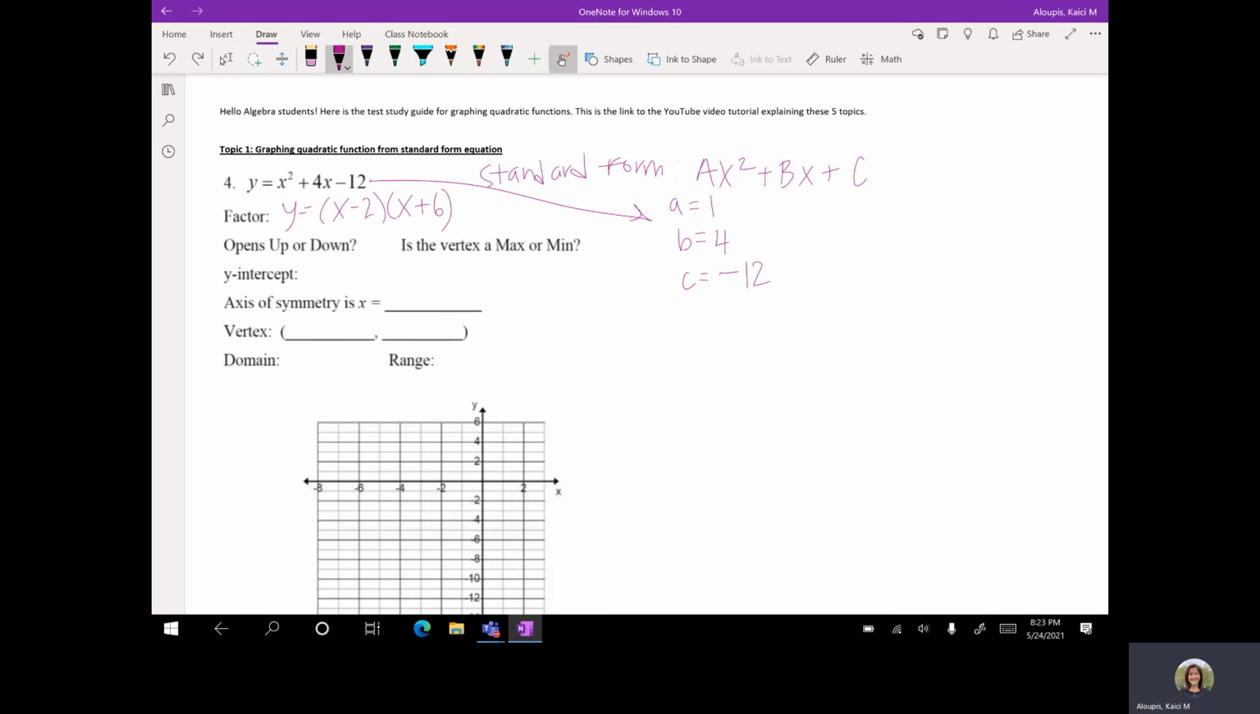The leading coefficient is the coefficient. Remember that coefficient is a number being multiplied to a variable. The leading coefficient is the number that's being multiplied to the term with the highest exponent. X squared is the term with the highest exponent. You see the power of 2. The coefficient is 1. We already saw that a was equal to 1. And it will open up if a is a positive number. So opens up if a is greater than 0.